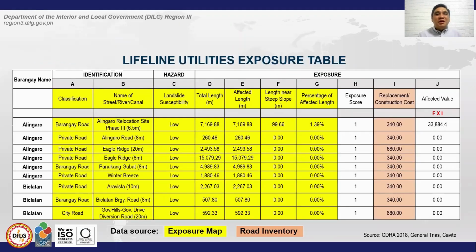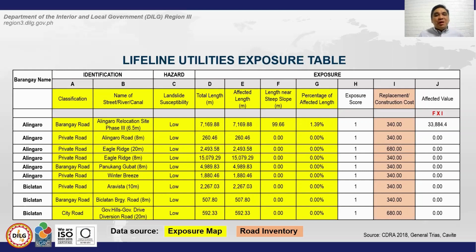As we have learned, most of the data can already be extracted from the exposure map. On the other hand, the replacement or construction cost can be provided by the engineering office or the DPWH office, while the affected value is computed by multiplying the affected road length to the replacement or construction cost. Take note that in this case, where the hazard is rain-induced landslide, only the roads near a steep slope were considered as exposed, while the rest of the roads, although categorized as low susceptibility, were determined as not exposed.